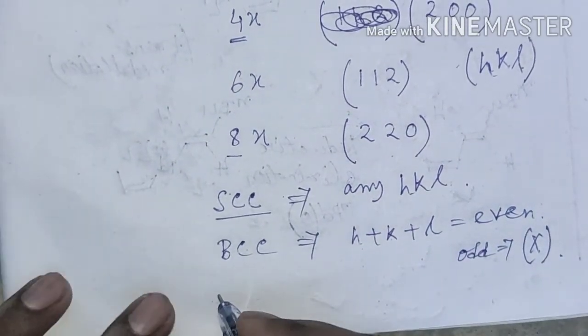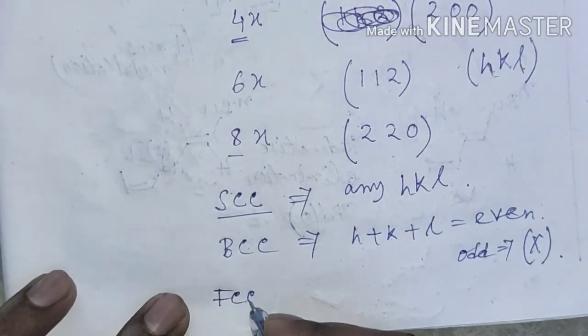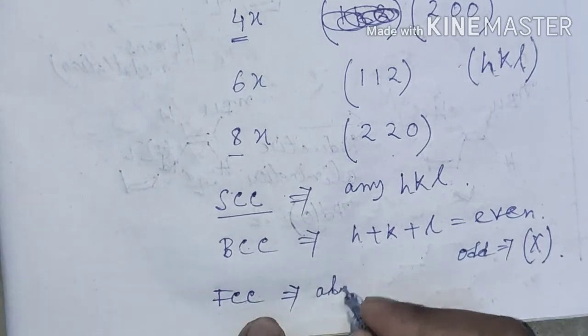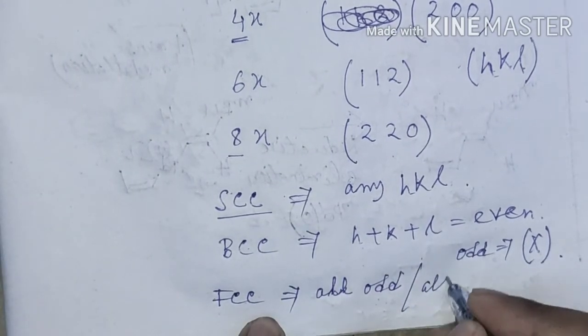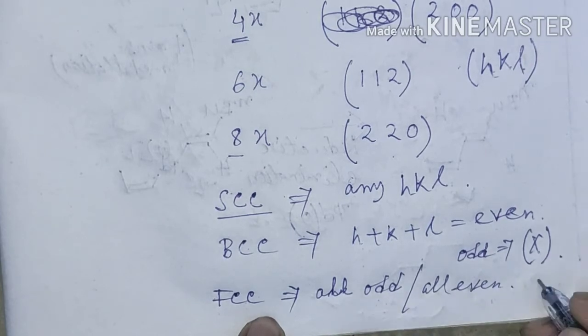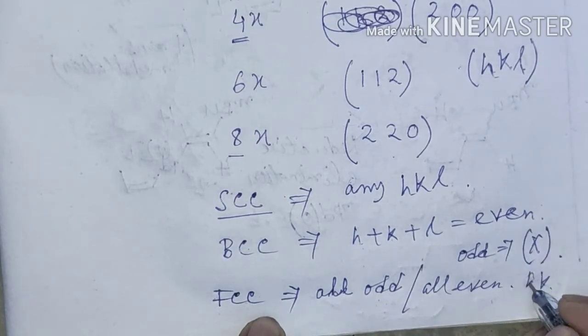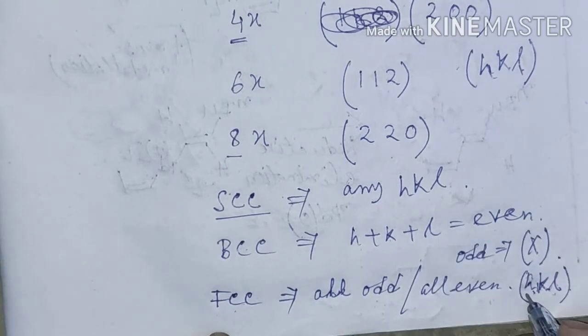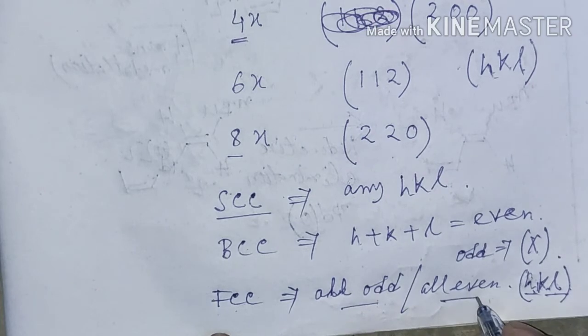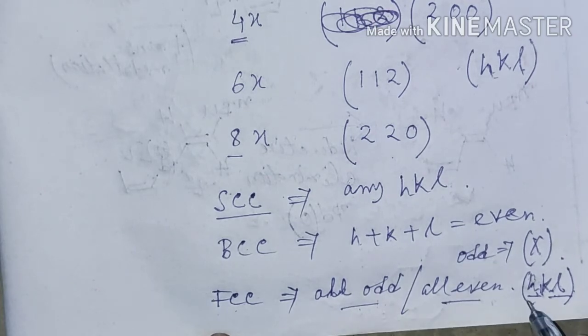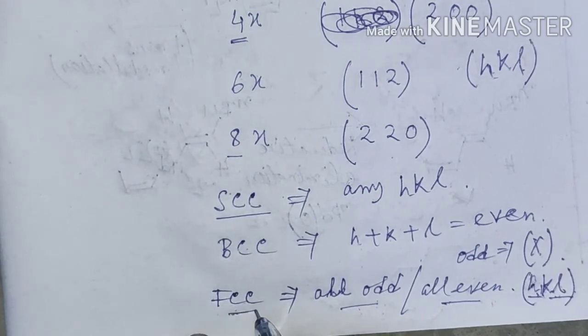And in the other case, for an FCC lattice, all odd or all even values of HKL allow the reflection. That is, if the values of HKL are all odd or all even, then the reflection will be allowed and the crystal type will be FCC.